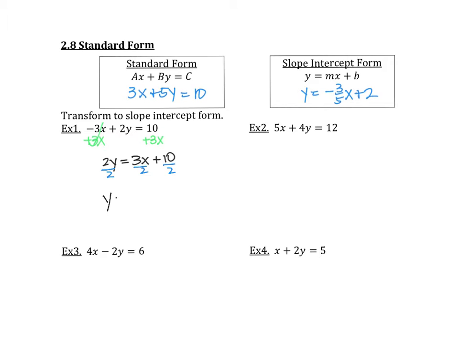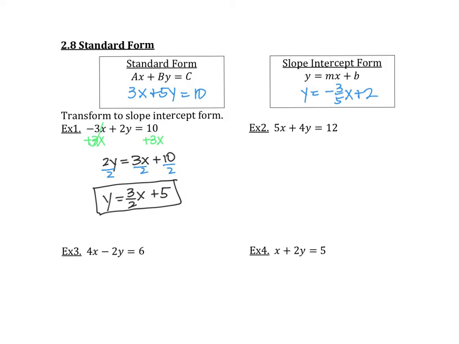If I divide by 2, I have to divide everything by 2 to make it fair. So y equals 3 over 2 doesn't divide. 10 over 2 does divide. This is slope-intercept form. If I wanted to graph this, the slope is 3 over 2 and the y-intercept is 0, 5, so I can graph it very easily.